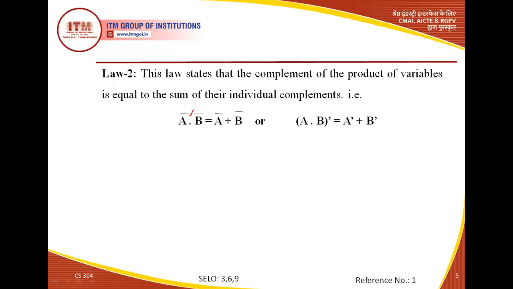So you may break the line and change the sign. So dot will be changed by plus. So it will produce A' + B'. That is the second law of De Morgan theorem.